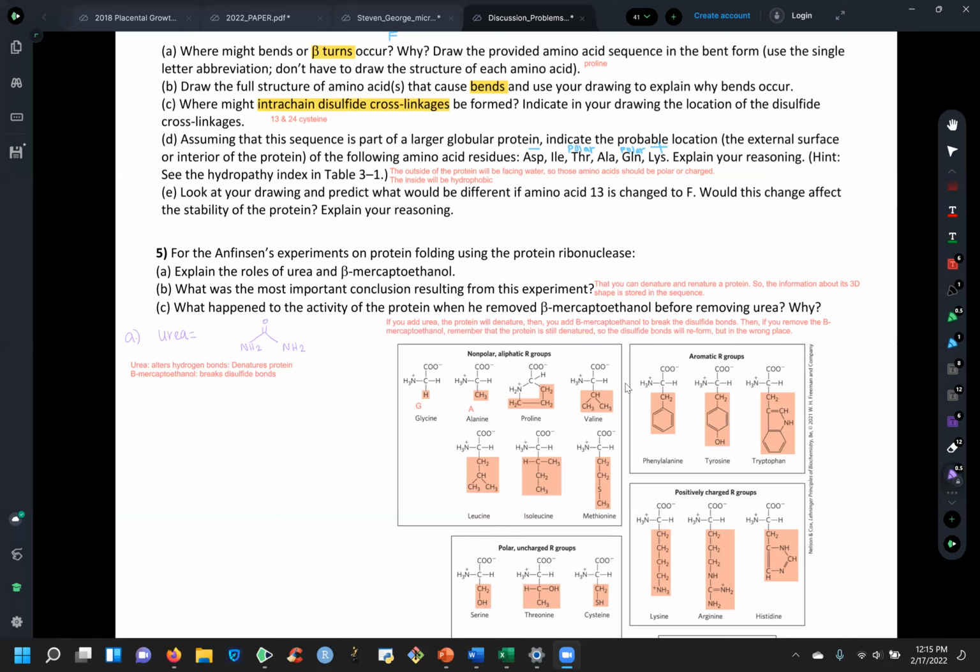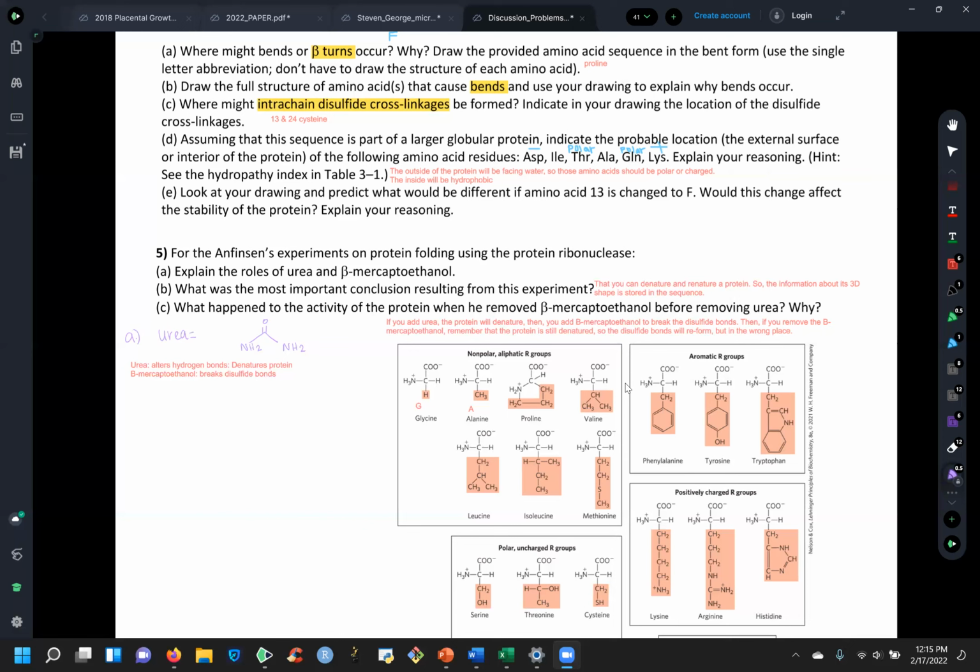Because remember, we're trying to cure diseases. A lot of these diseases are because the proteins did not fold correctly. So we need to know everything that we can about how proteins fold, unfold, and refold so that we can start examining in detail some of these diseases. So that's why this was huge.